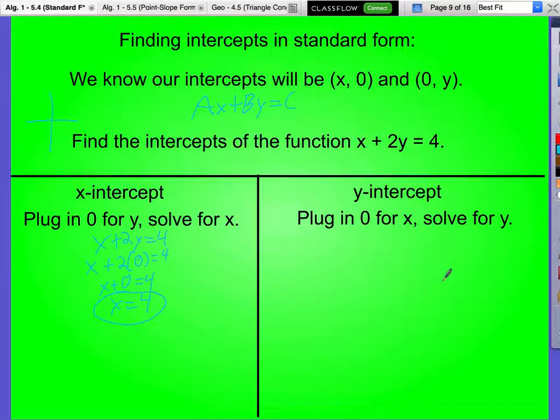We can do a very similar thing when we have our y-intercept. We take that equation, x plus 2y is equal to 4. And please, once again, follow along with me. We'll plug in 0 for x, because we know that for the y-intercept, the x value has to be 0. If it's crossing the y-axis, it has to be 0. It can't be 1 or anything like that. So 0 plus 2y is equal to 4. So really, just 2y is equal to 4. And what do we do if it's 2y equal to 4? Divide by 2. So y is equal to what? 2.